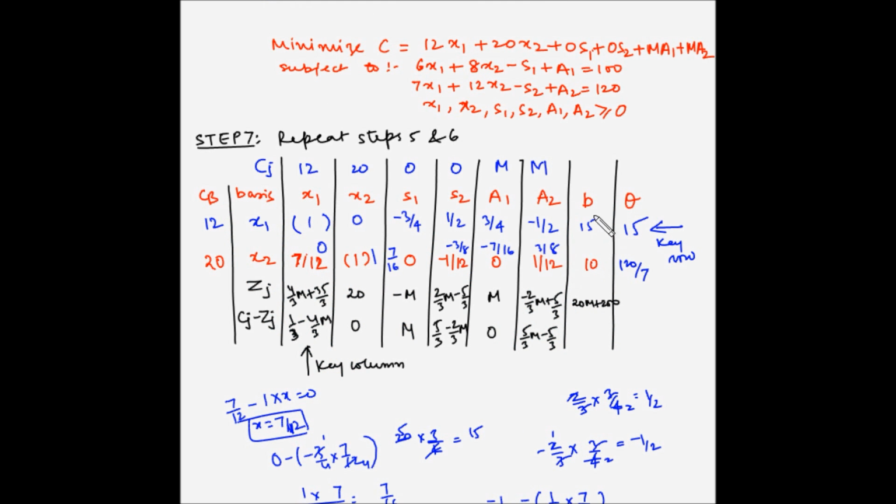And for B, 10 minus 15 into 7 by 12. 3 5s are 15, 3 4s are 12. So 10 minus 35 by 4. 4 is the LCM. 40 minus 35. So this is 5 by 4. Let me replace this row with the new values.